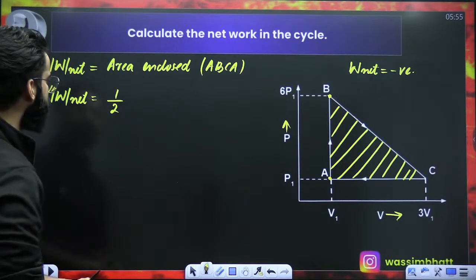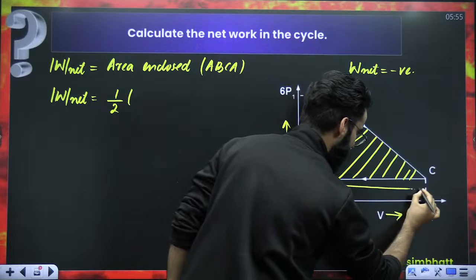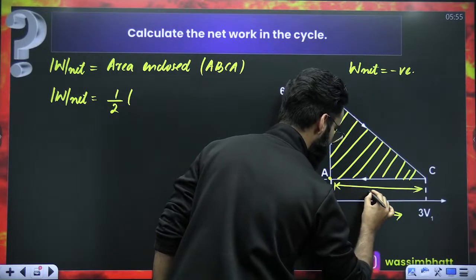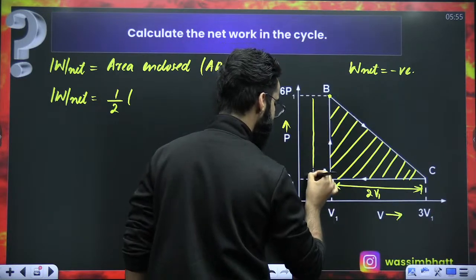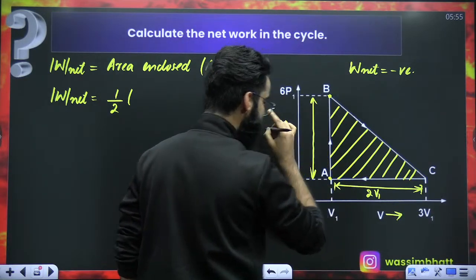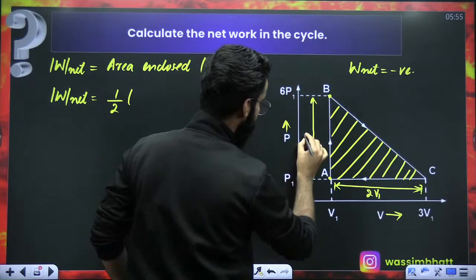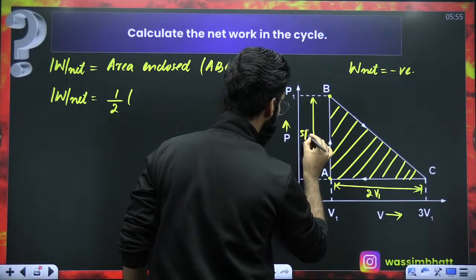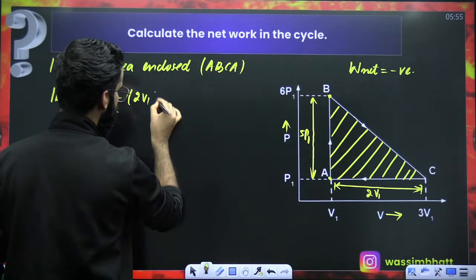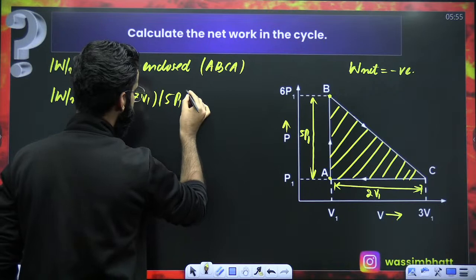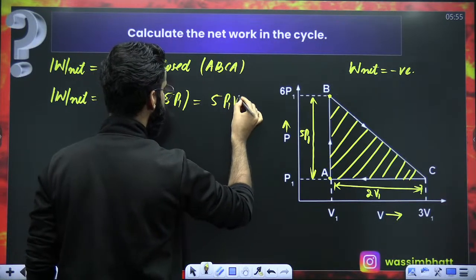Simple. Perfect. So the base is 2 times V1. And what about the height? From here to here, it's P1, and from here to here, it's 6P1. So the height has to be 5 times P1. Perfect. So half of base into height: base is 2 times V1, height is 5 times P1. The 2 gets cancelled, and the value comes out to be 5 times P1 V1.